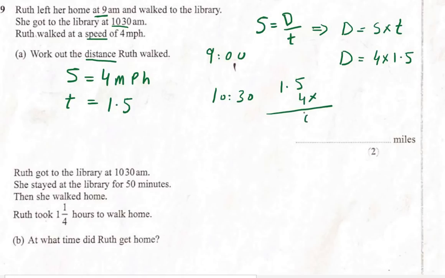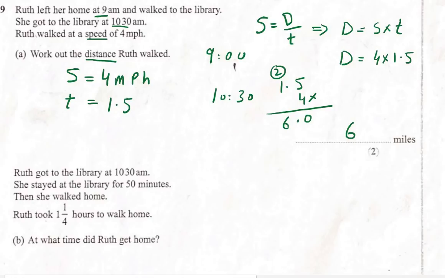4 times 5 is 20, 2 carry at the top, 4 times 1 is 4, 4 plus 2 is going to be 6. So this is going to be 6. The point is after 1 digit, so I'm going to put it here. So 6.0, which is going to be 6 miles. So if you do up to here, you get 1 mark, but if you write the answer, you get 2 marks. No one can stop you getting 2 marks.